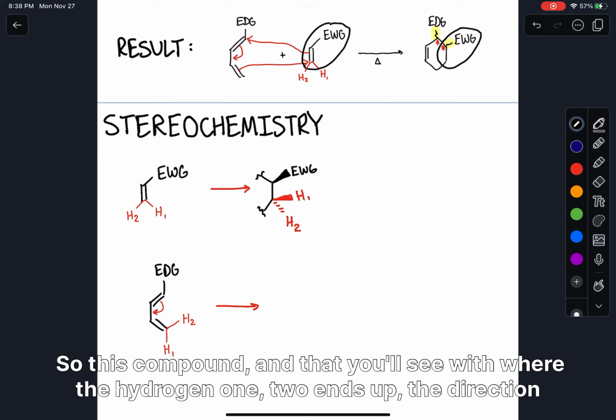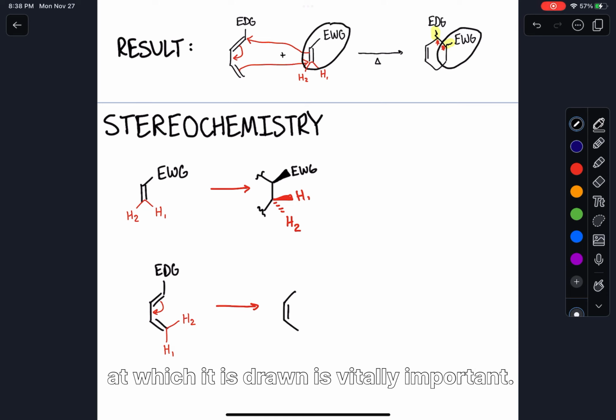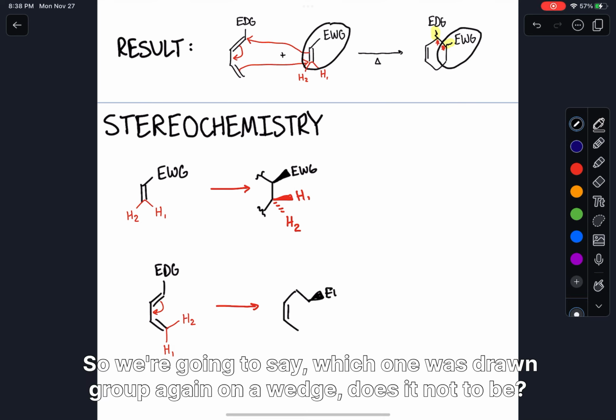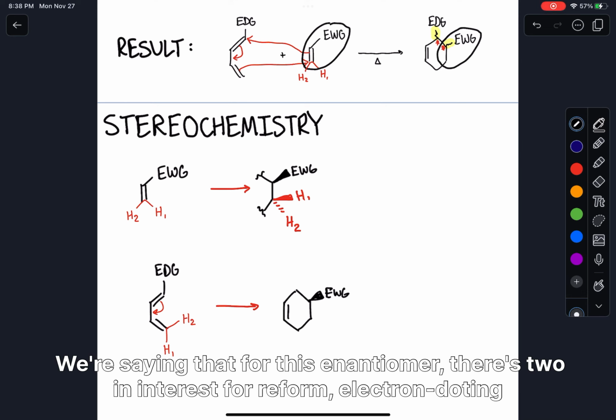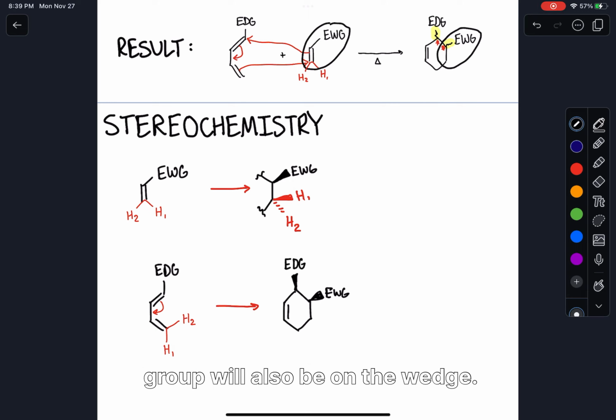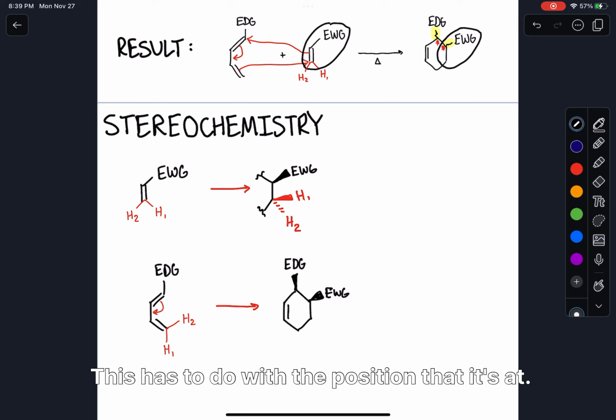So with this compound, you'll see that where hydrogen 1 and 2 end up, the direction in which it is drawn, is vitally important. So we're going to say electron withdrawing group again on a wedge, it doesn't have to be. We're saying that for this enantiomer, those two enantiomers will be formed. Electron donating group will also be on the wedge. This has to do with the position that it's at.